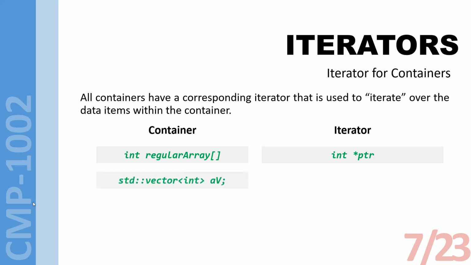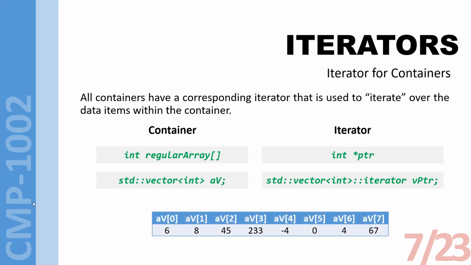In the same sense, if you have an int vector called av, you have an iterator of class std::vector<int>::iterator vptr. So this is a vector. This is an iterator over an integer vector. But how am I going to make a connection between these vptr and av? Because I didn't do such a thing.